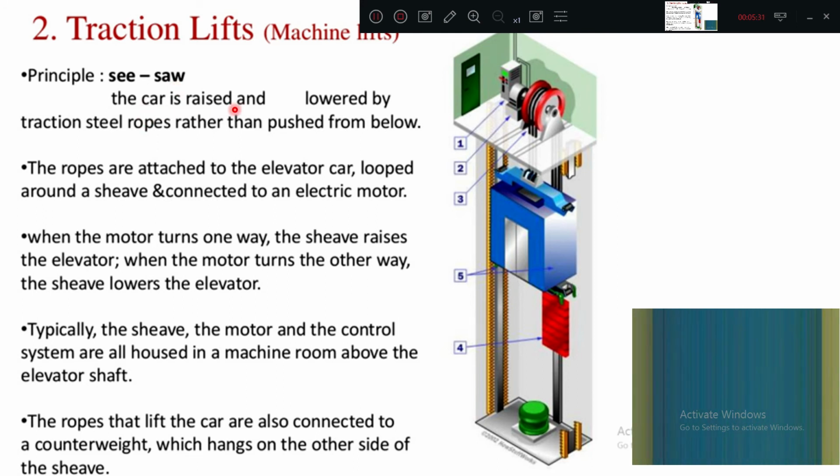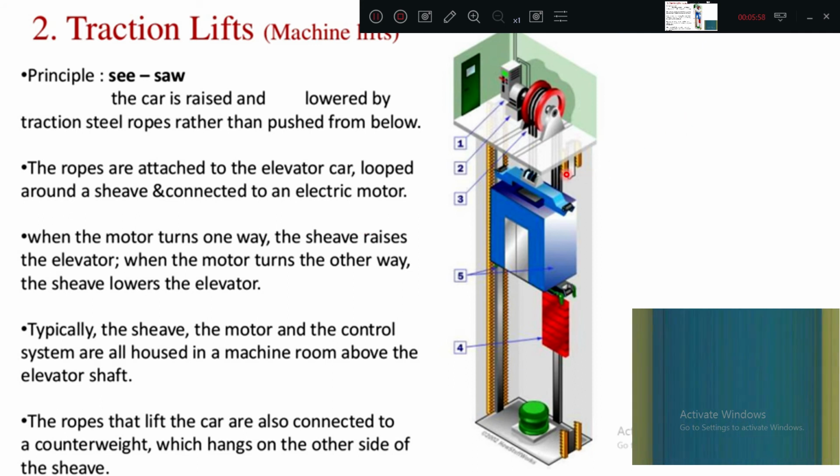The car is raised and lowered by traction steel ropes rather than pushed from below. In the earlier case, it was pushing from below. Here, traction is applied, like this, the force is applied using steel ropes. These are the steel ropes embedded. The ropes are attached to the elevator car, looped around a sheave and connected to an electrical motor.